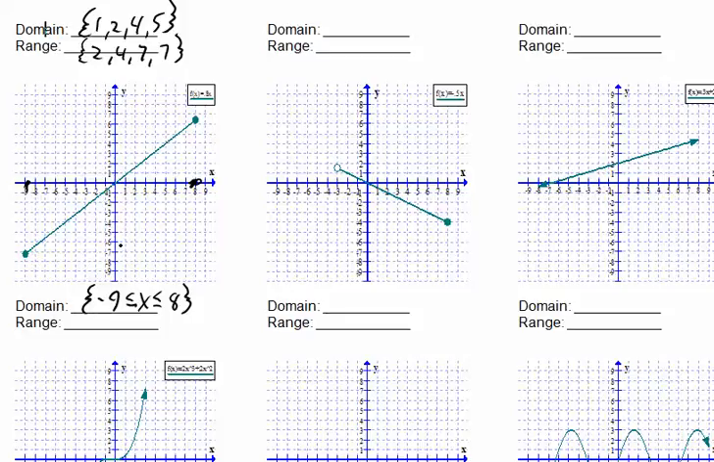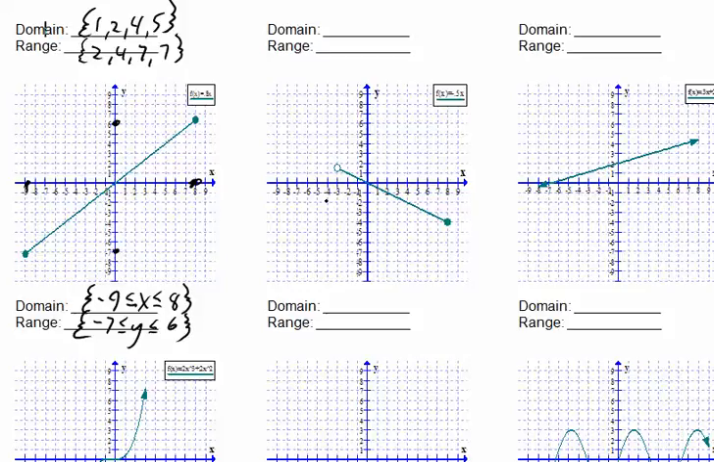So y, the smallest y is -7. The biggest y is +6. So the range is between -7 and +6.